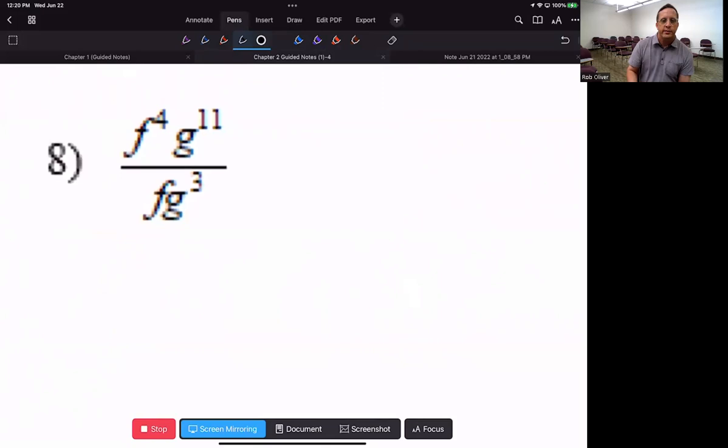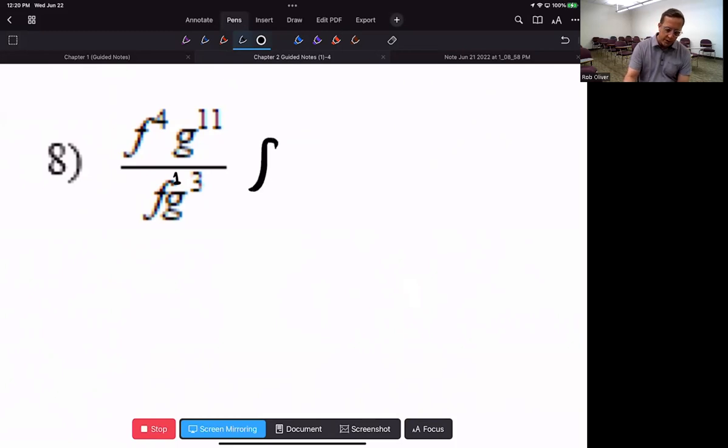All right, for number 8, when a base doesn't have an exponent, it doesn't hurt to just put a 1 there, just so that you have something to work with. You don't have to, but now we can apply the quotient rule.